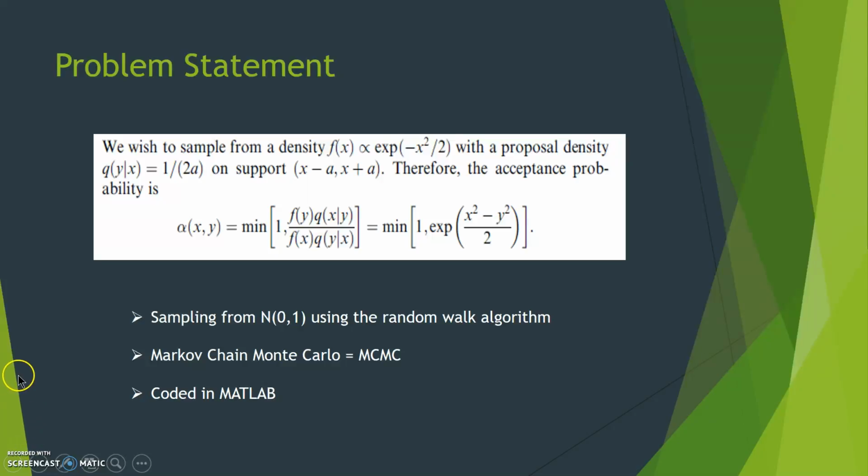So like I said initially, we're going to be sampling from N(0,1) using the random walk algorithm, and basically the Markov chain Monte Carlo is the procedure we're trying to implement here, which will be represented by MCMC, and then we'll be coding this in MATLAB. So we're going to go over to MATLAB and see how this is done.